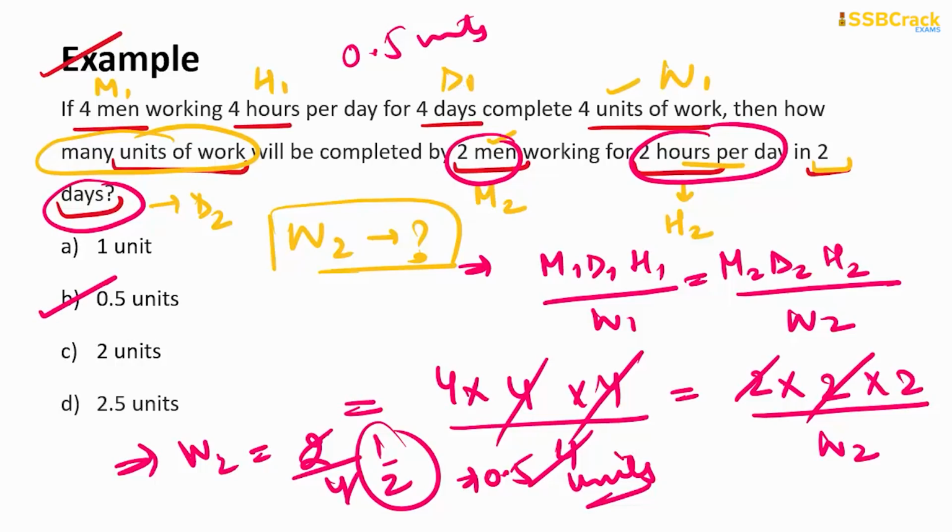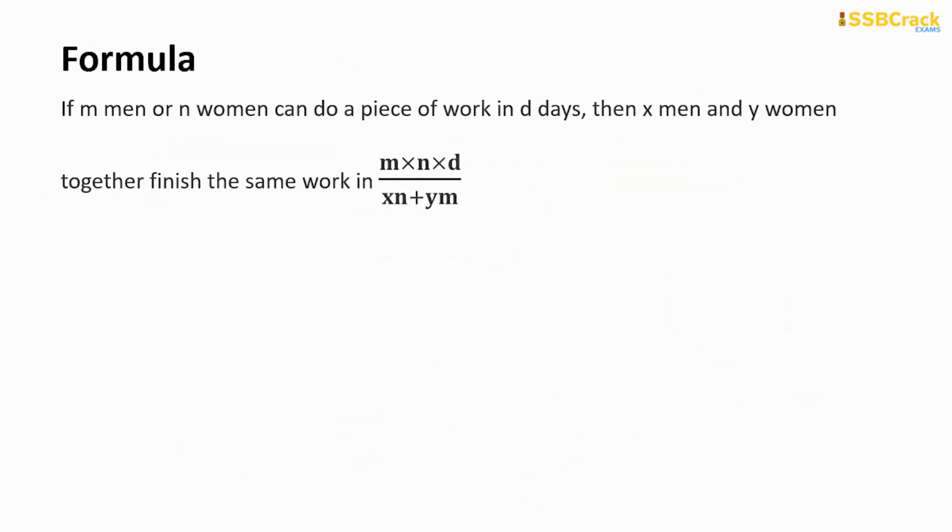So I hope this important formula is clear to you, and now you will be able to use this formula very well in your examination, right? Now coming to the next formula. So the next formula states that if M men or N women can do a piece of work in D days, then X men and Y women together finish the same work in M into N into D by Xn plus Ym, right? So this is a bit complicated formula.